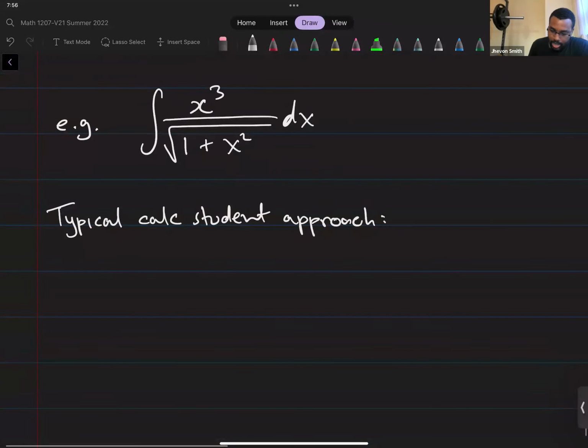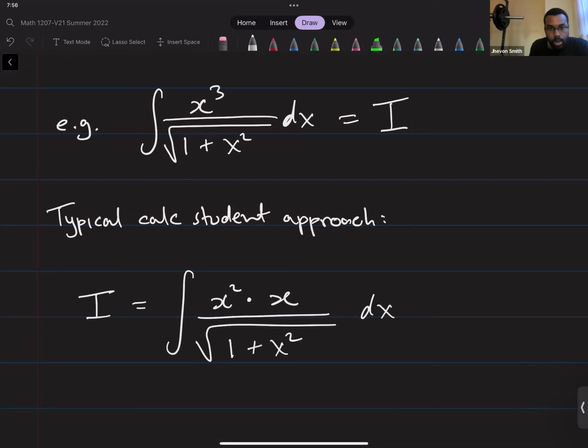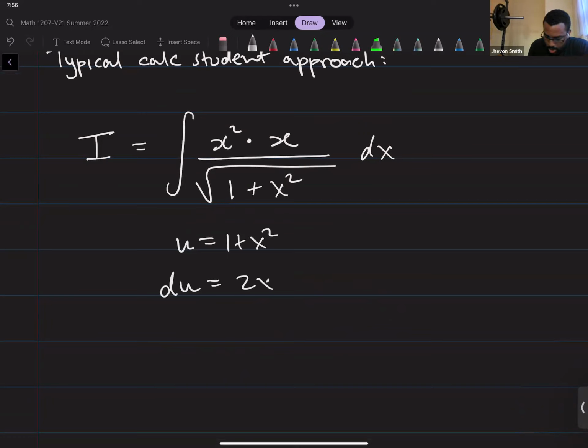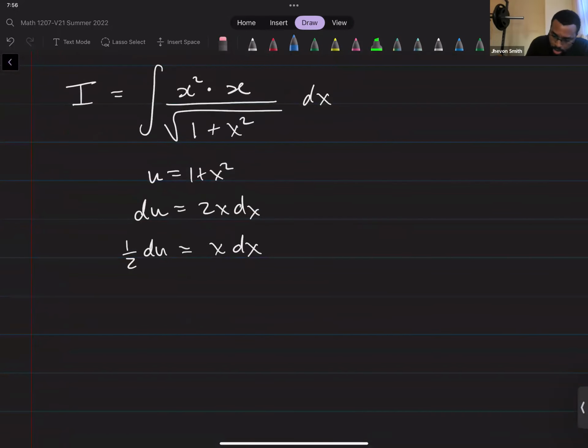And here you might realize that I can think of my integrand as an x squared times an x in the numerator. Then if I do u equals this guy, my du is going to be that guy with a constant factor in front, of course. So you can do u equals 1 plus x squared. Your du is going to be 2x dx, so you have one half du equal to x dx. Then this also means that where I see an x squared, I can put u minus 1.